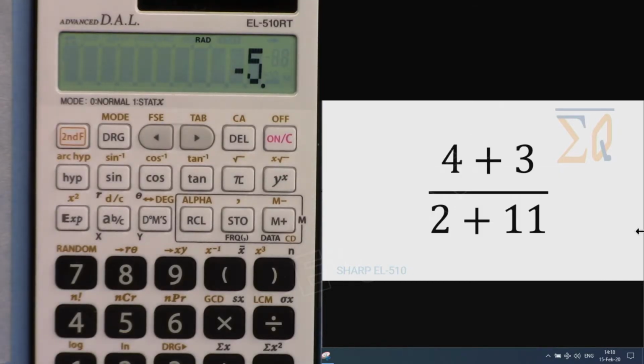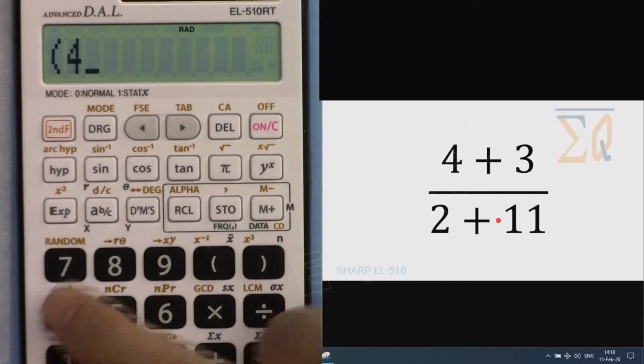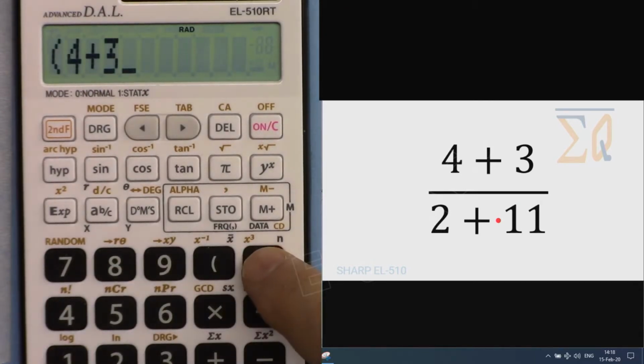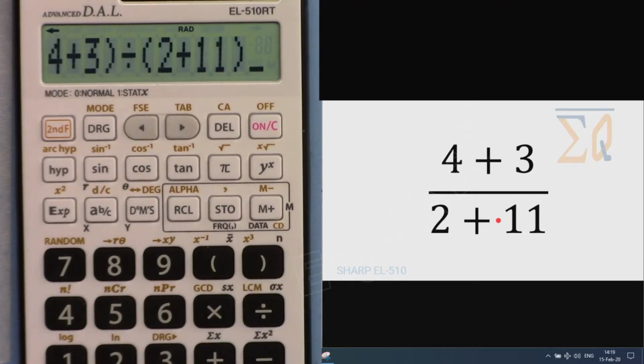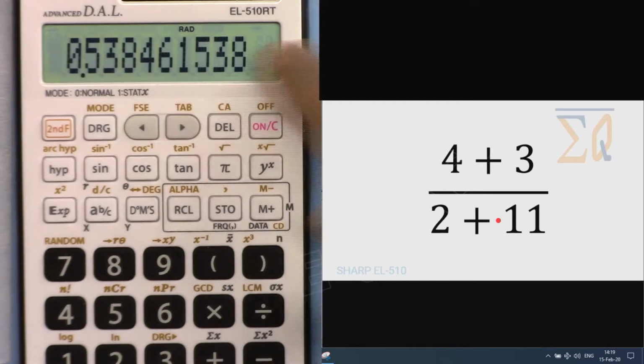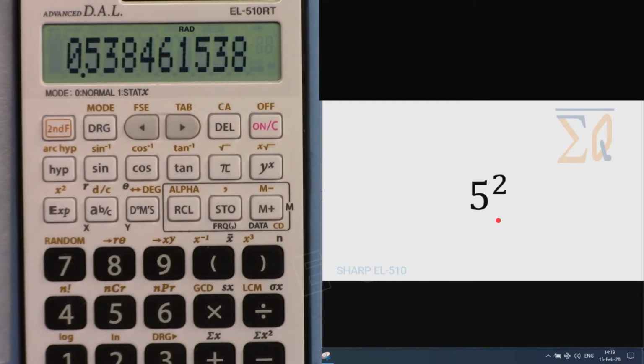Now let's say we want to add 4 plus 3 over 2 plus 11, or divided by 2 plus 11. Clear, open parenthesis, 4 plus 3, close parenthesis, divided by open parenthesis 2 plus 11, and then press the equal sign, and that is the result.